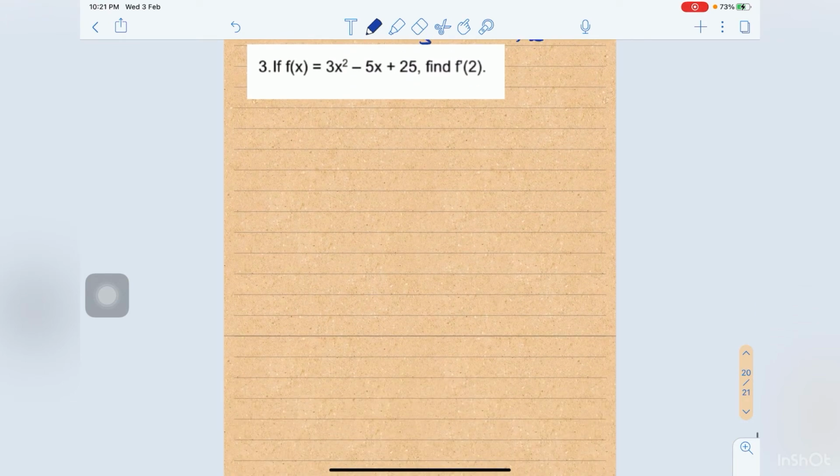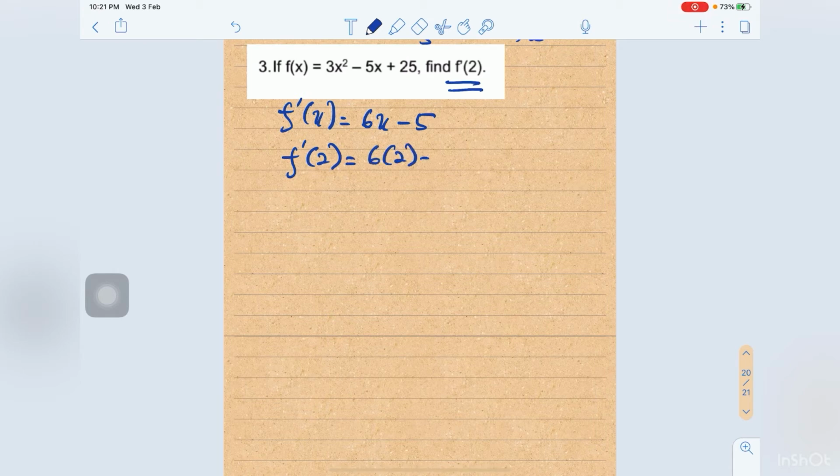Okay, for the last one, we have f(x) in terms of x. Find f prime 2. Before we find f prime 2, we just find f prime x first. We just differentiate once. Then we get f prime x is 6x minus 5. Then find f prime 2. So we substitute x equals 2. So 6 times 2 minus 5. 12 minus 5 is 7.